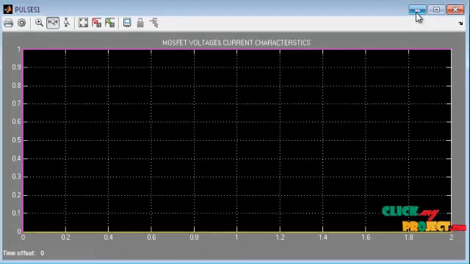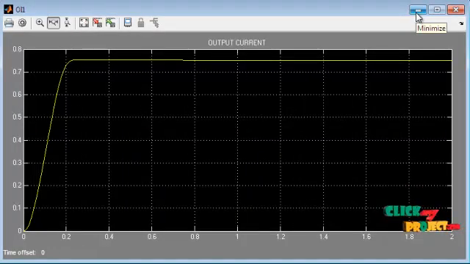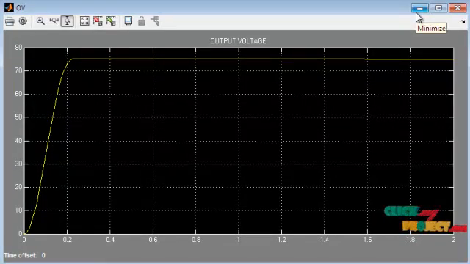And next, the output pulses generated using the PWM generator and the MPPT block. This is the Perturb and Observe algorithm pulse waveform. And the next one is the pulse waveform for the incremental conductance algorithm. And this is the output current waveform of the Perturb and Observe algorithm. And this is the output voltage for Perturb and Observe. Here the output voltage is around 75 volts, reaching constant at a rise time of 0.215.